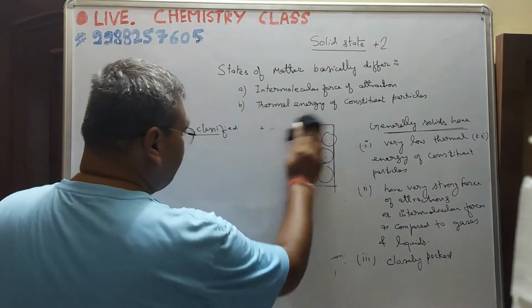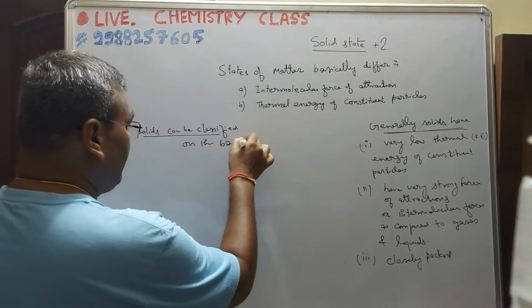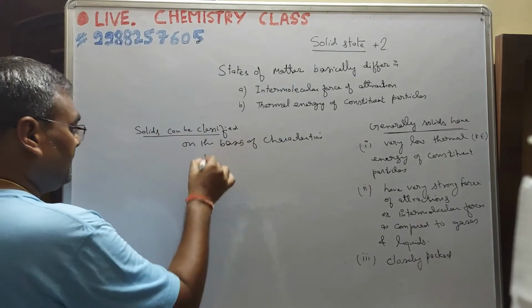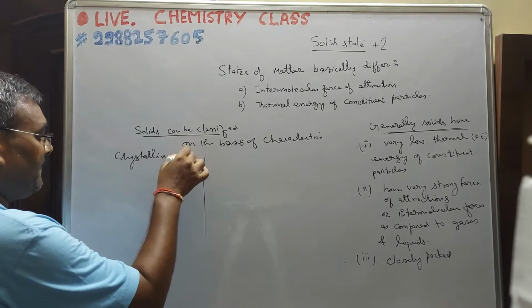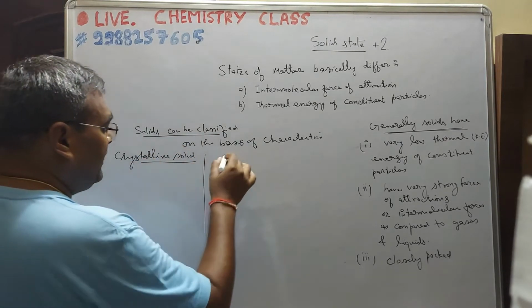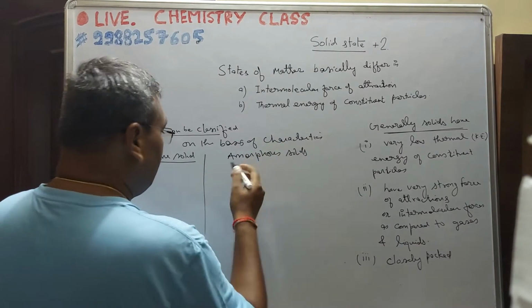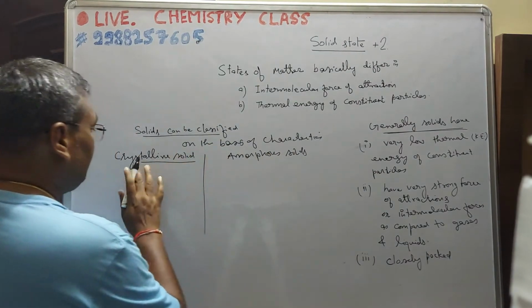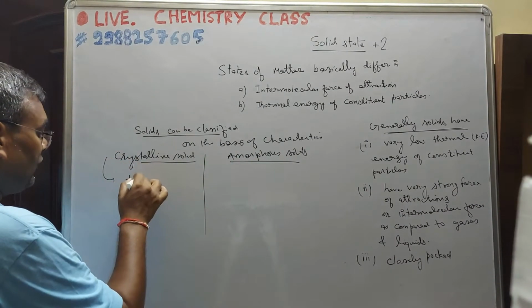solids can be classified on the basis of characteristics into two types. One is the crystalline solid and another is the amorphous solid. These are the two terms used for the solids. Solids can be classified on the basis of characteristics: crystalline solid and amorphous solids. Very important one. Crystalline means true solids.